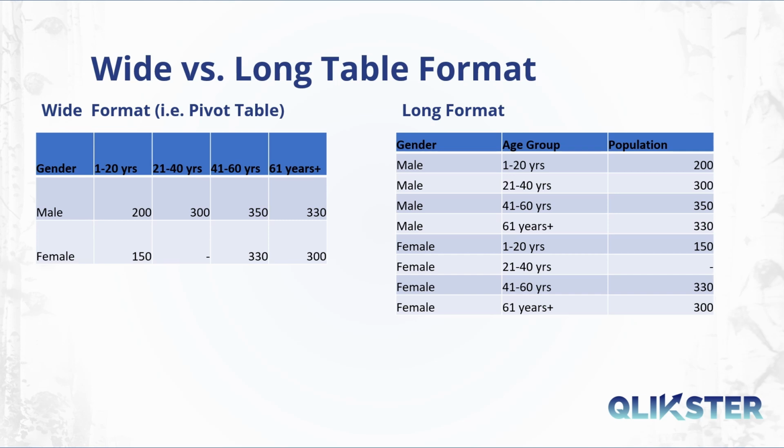In our example, the female age group 21 to 40 is empty. In the wide format, we still need a data entry. In the long format, this row could be just left out.